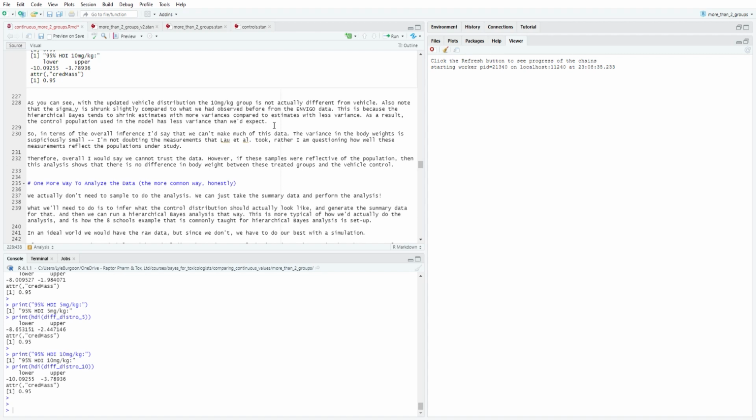Again, in terms of inference, there's not much we can say about this data because the variances in the body weights in the Lao et al. study are suspiciously small. I'm not saying that they did anything wrong. What I'm saying is that it doesn't really match up with what I would expect for CD1 mice at this age. It also doesn't match up with what vendors are seeing for CD1 mice at this age. We would expect a much larger distribution.